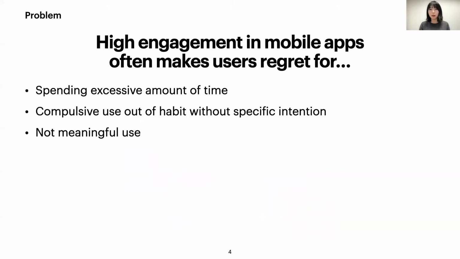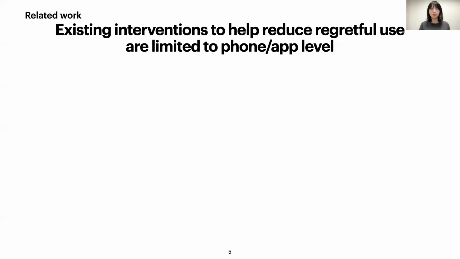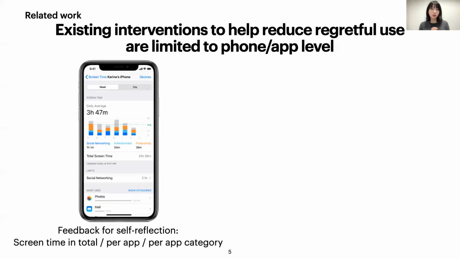This trend of super apps, however, could be problematic, as high engagement in smartphone use often makes users regret spending an excessive amount of time on the phone, compulsively using it out of habit without specific intention, and using the smartphone in a less meaningful way.